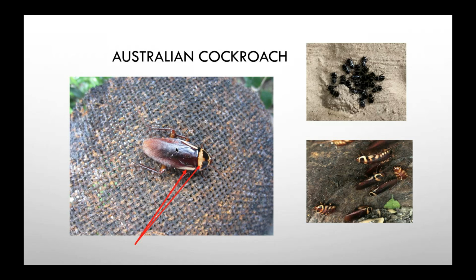Remember, the American cockroach is the same colour right across after the first thoracic segment. It's the same colour. The Australian cockroach isn't. It has these white markings on the front of the wings.